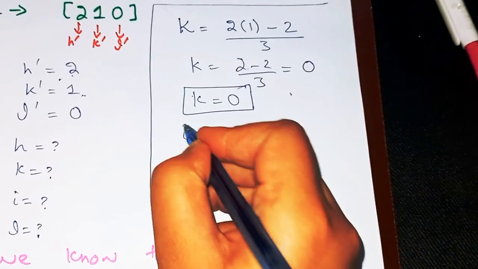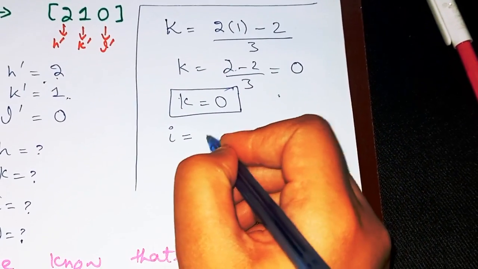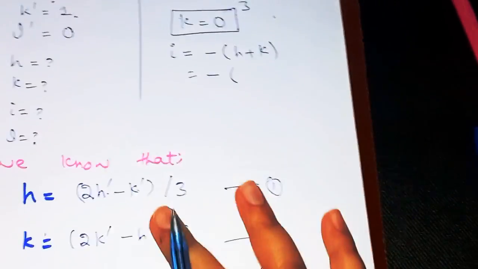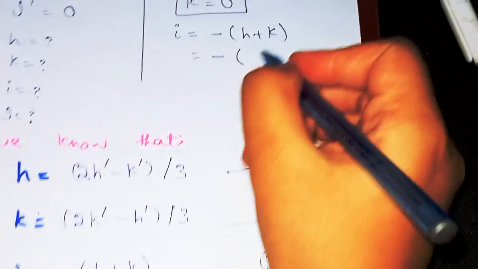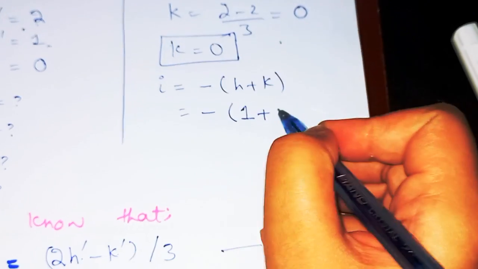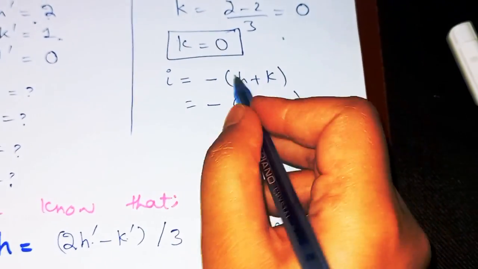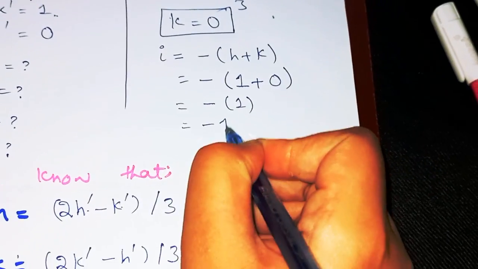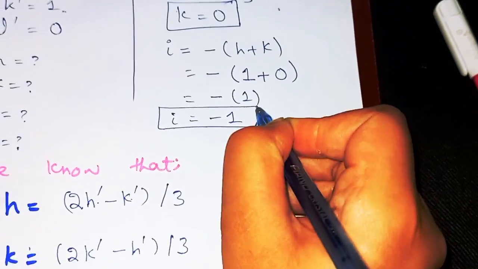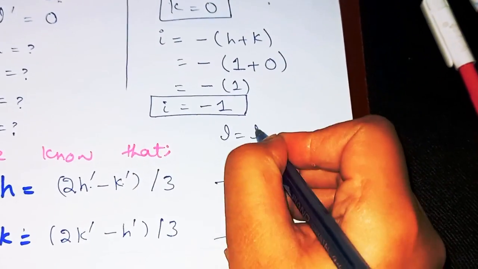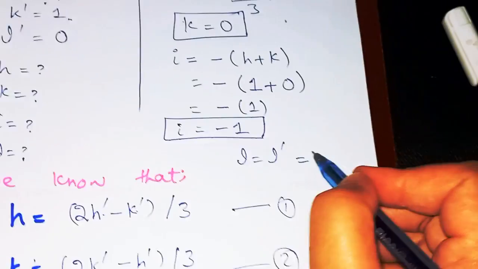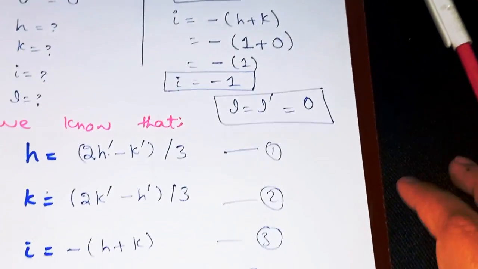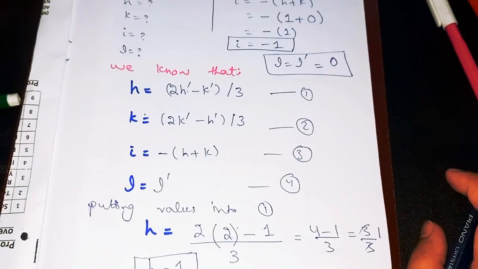Next we have I, which is given by minus h plus k. Minus into h was 1 plus k was 0. It's minus 1. Simply I equals minus 1, while L equals L prime, which is 0. So in that way we have calculated all of these 4 Miller-Bravais indices.